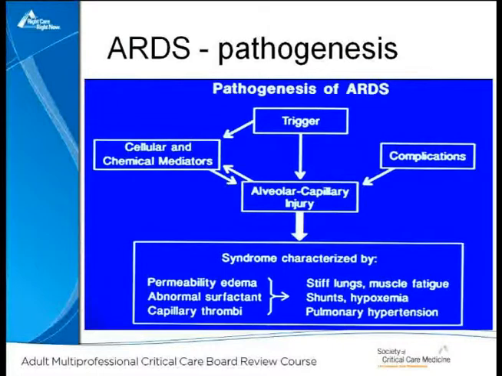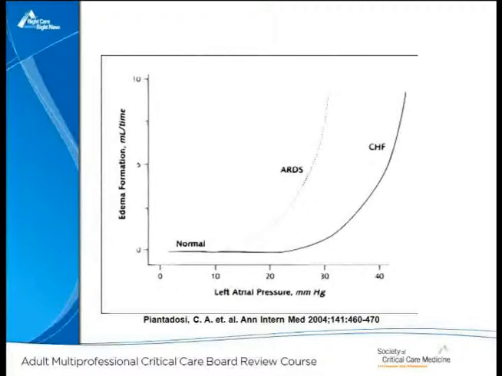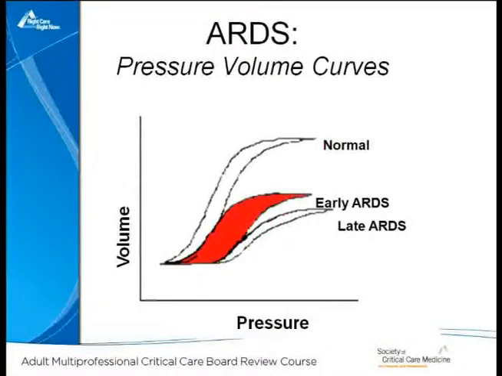In any case, this goes on to produce this syndrome characterized by permeability edema and the like. Here's some work, a nice review by my good friend Claude Piantadosi back home. This is a nice curve that depicts the concept of permeability edema. This is looking at lung water, and this is looking at left atrial pressure. You and I will not develop lung water until we get our left atrial pressures quite high. But in this syndrome, with this acute capillary injury, you get a much earlier development of lung edema. This is the so-called non-cardiogenic or permeability edema. So there's ARDS versus you and I.